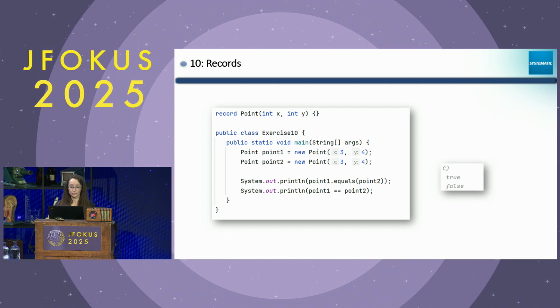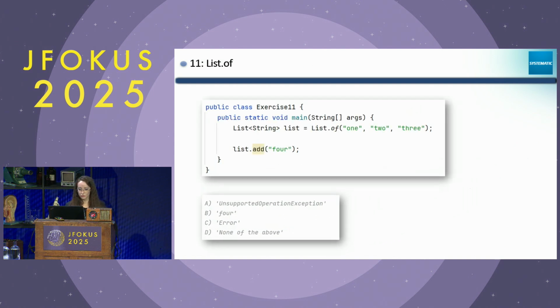And in this example, the equals method is auto-generated. So it is being used to compare the content of the record's components. So in this case, this is why it gets true, because it compares the content of those 2 point objects that we have. However, the equality operator compares object references, so not content. And in this case, it results in false because point 1 and point 2 are two different instances in this case.